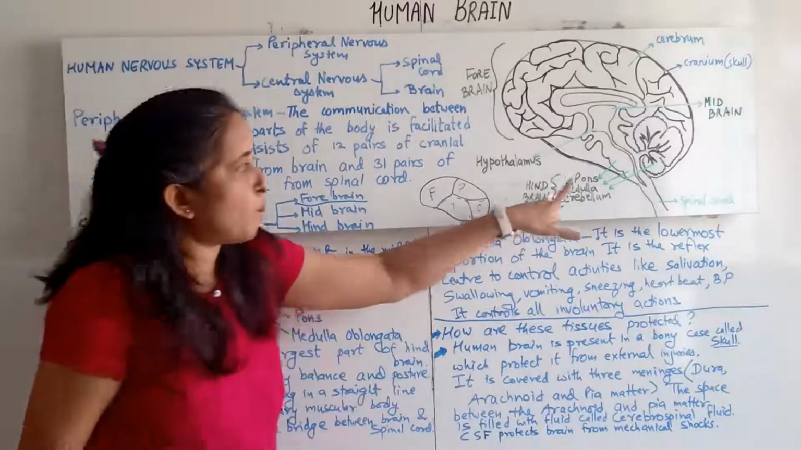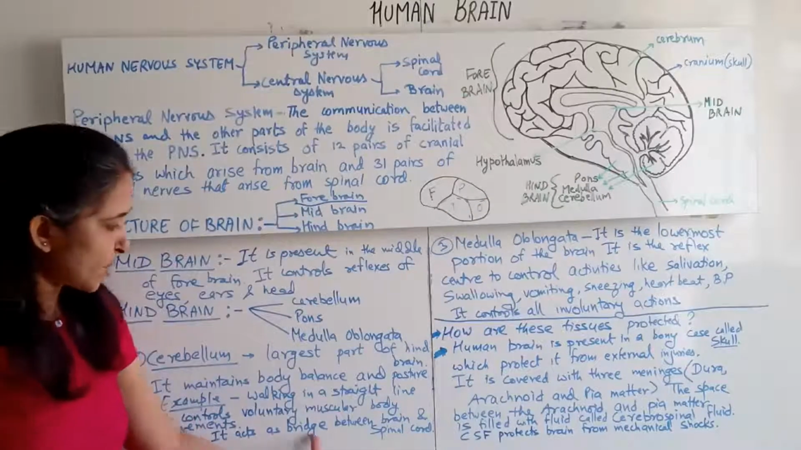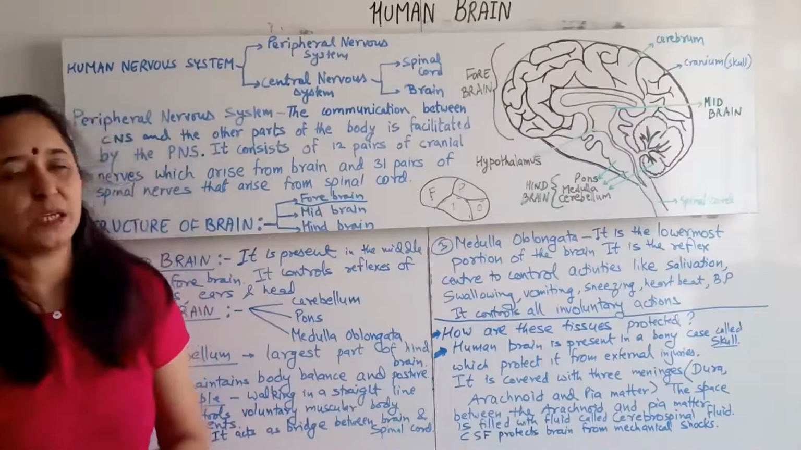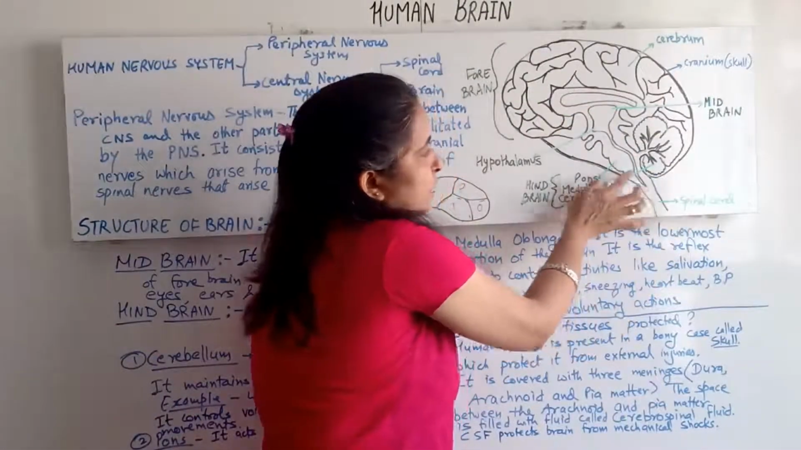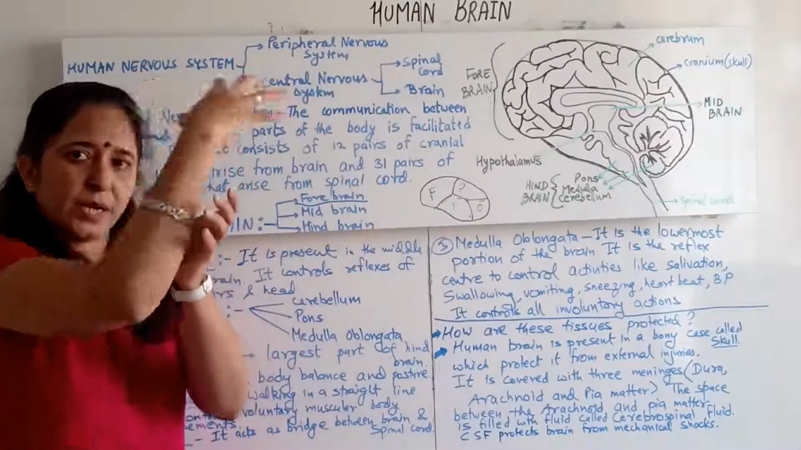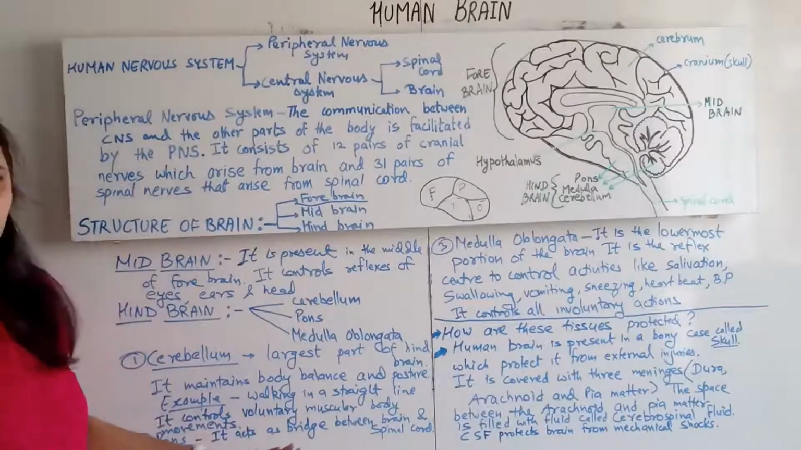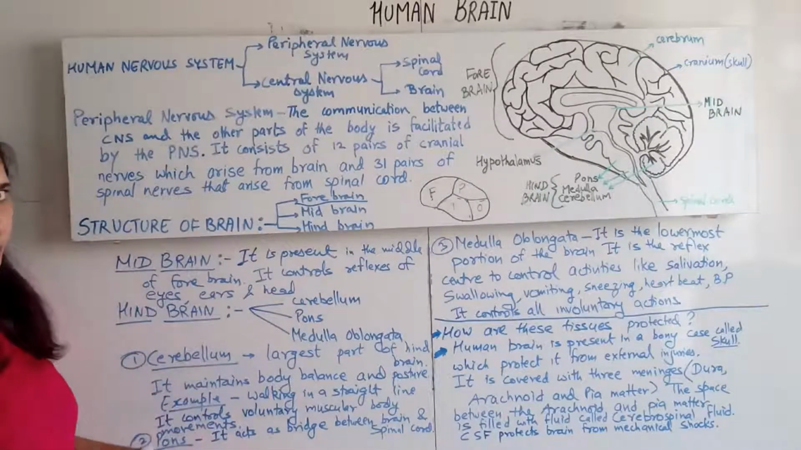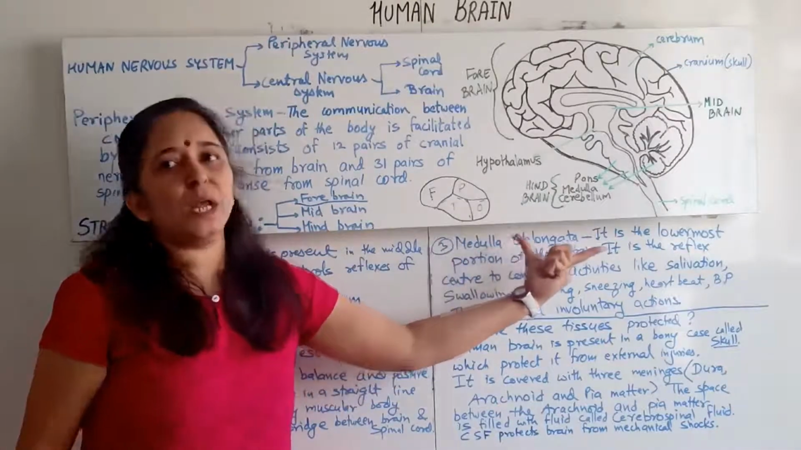Next one is the pons. It acts as a bridge between the brain and spinal cord. Here is the brain and this is the spinal cord. So this pons will act as a bridge to connect the brain and the spinal cord. This is the only function of the pons. Fine. So cerebellum, pons, and the last part of the hindbrain is the medulla oblongata.